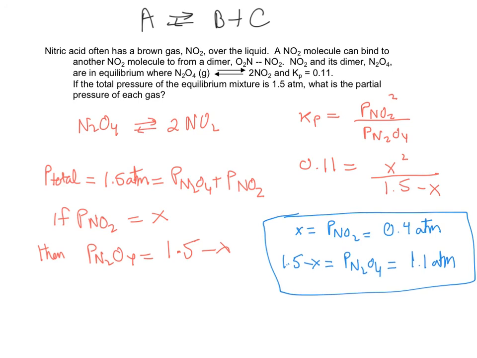When I plugged it in, I got X to be 0.4 atm. And so we said that the partial pressure of the NO2 is X. So the partial pressure of NO2 is 0.4 atm. The partial pressure of the N2O4 is 1.5 minus X. So 1.5 minus 0.4 is 1.1 atm.